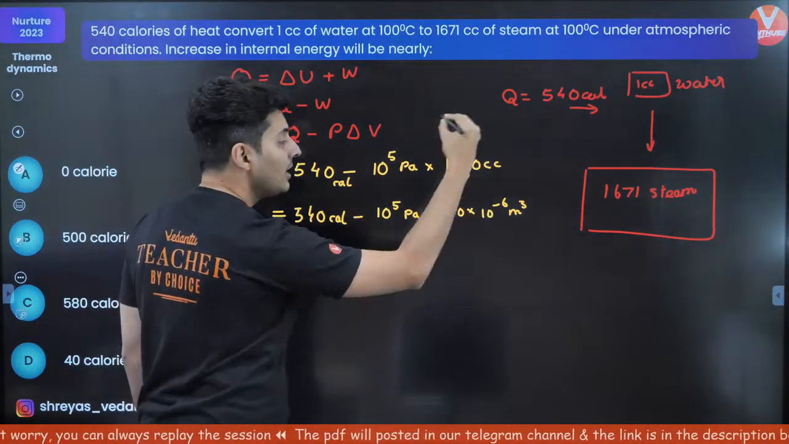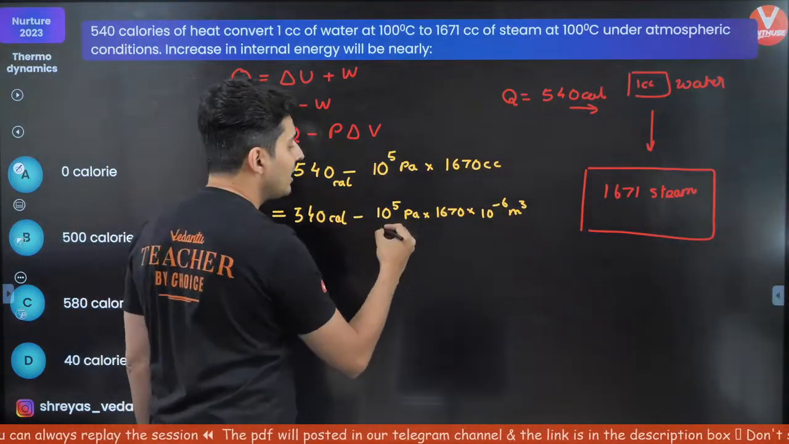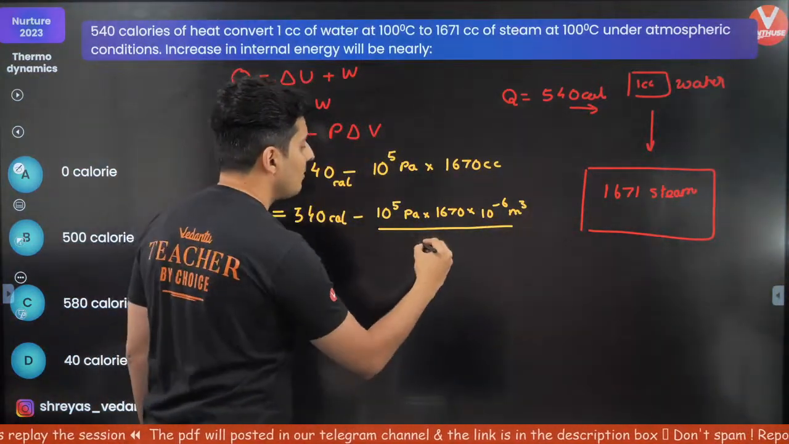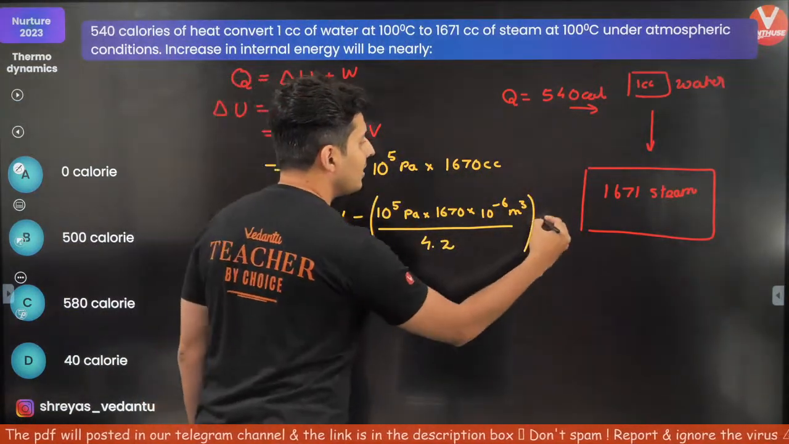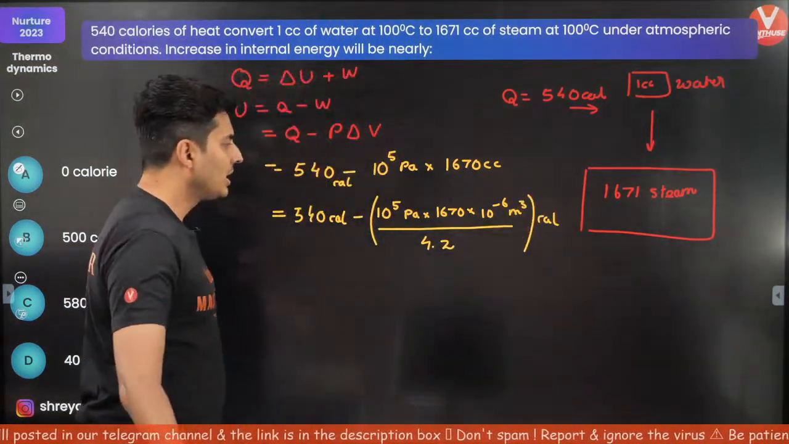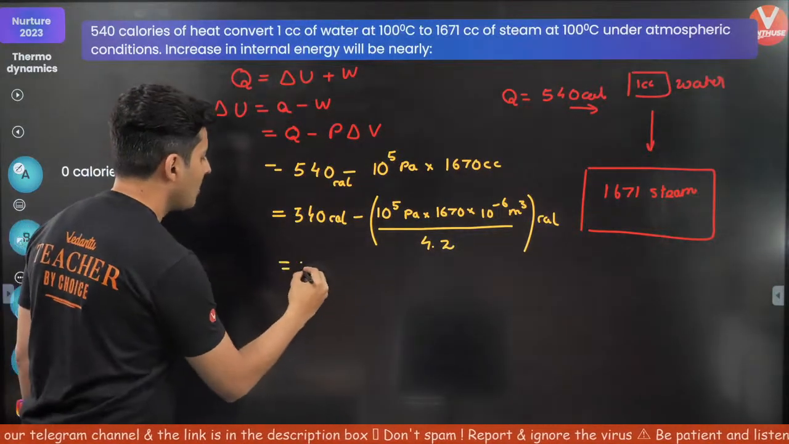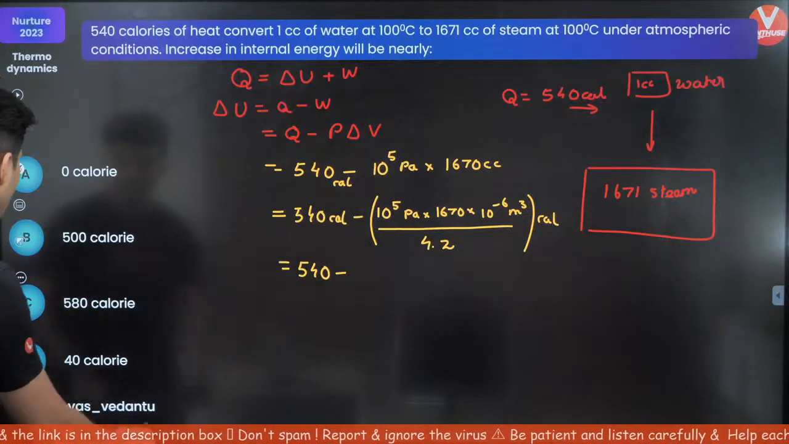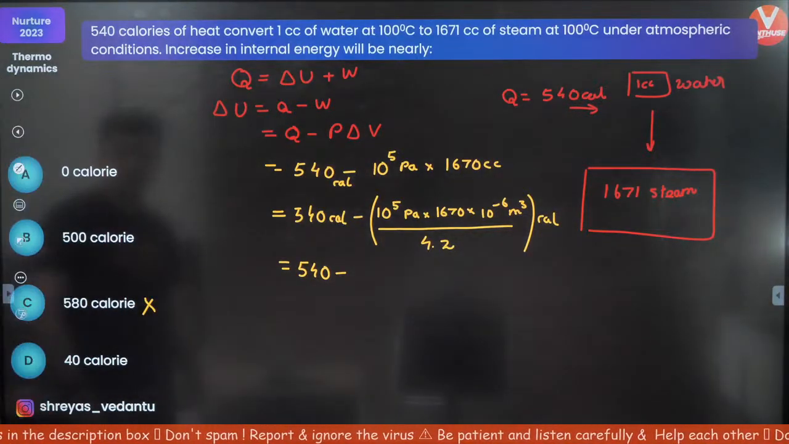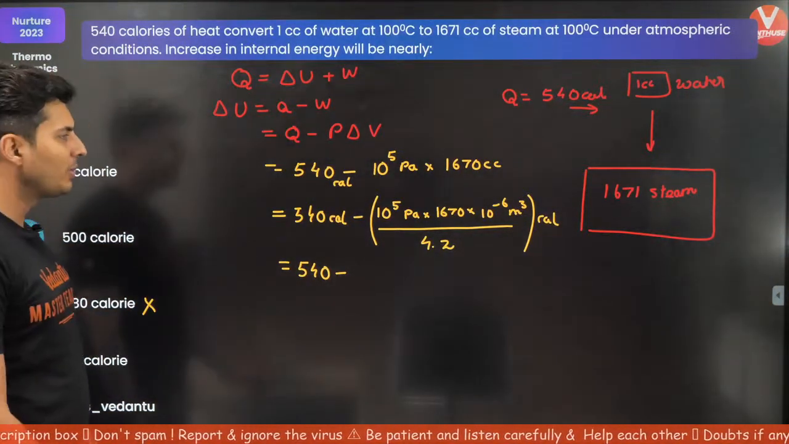But this is in joules, the SI unit, converted into calories by dividing it by 4.2. Then this entire thing comes out in calories. Do the math and you will get the answer 540. So obviously the answer is less than 540. So 580 is out of the question. 0, most likely it won't be 0, guys.